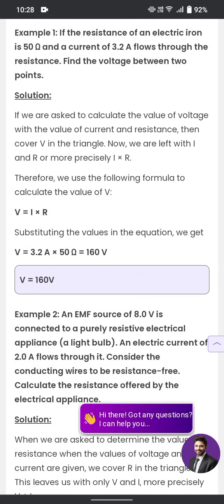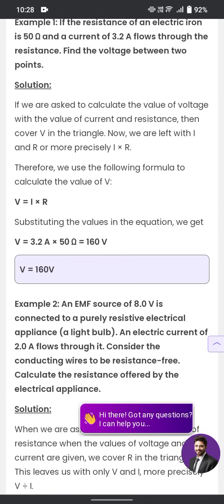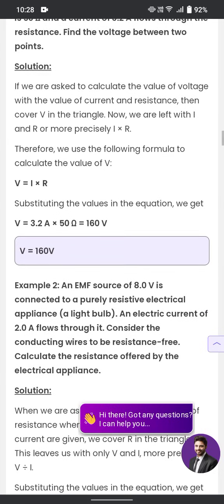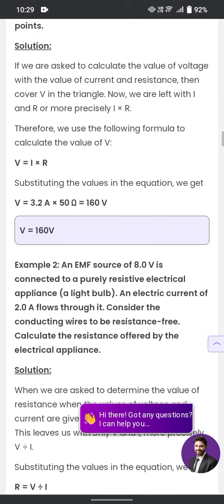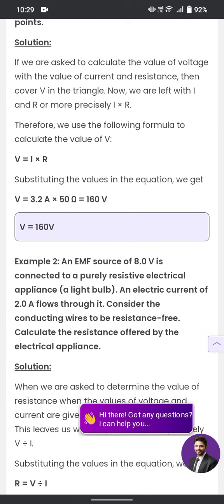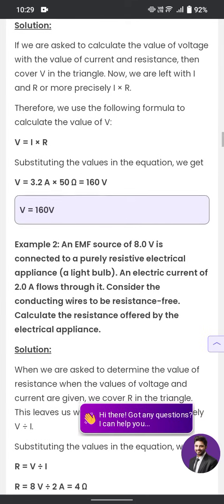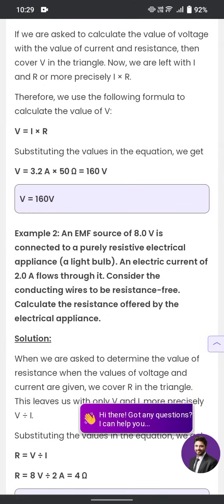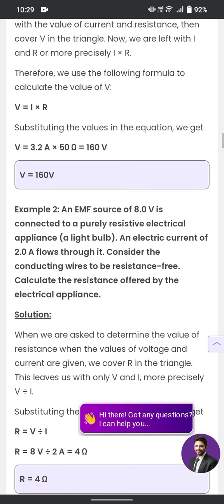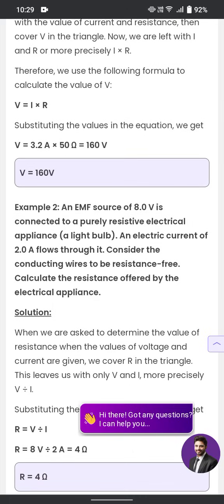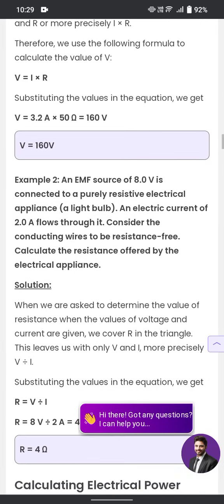Solution. If we are asked to calculate the value of voltage with the values of current and resistance, then cover V in the triangle. Now we are left with I and R, or more precisely I cross R. Therefore, we use the following formula to calculate the value of V. V equal to I cross R. Substituting the values in the equation, we get V equal to 3.2 ampere cross 50 ohms equal to 160 volt. So V is equal to 160 volt.